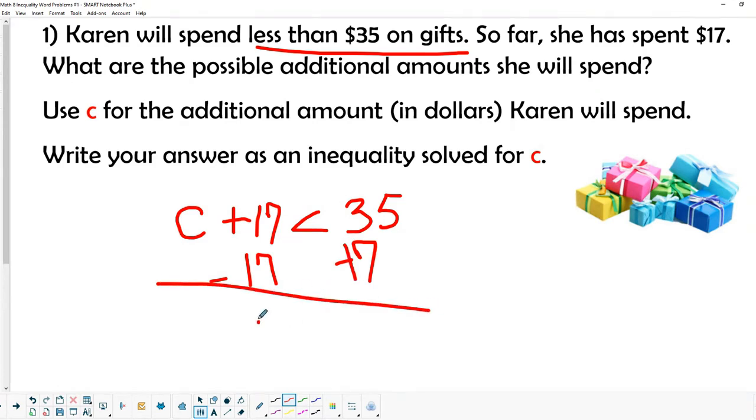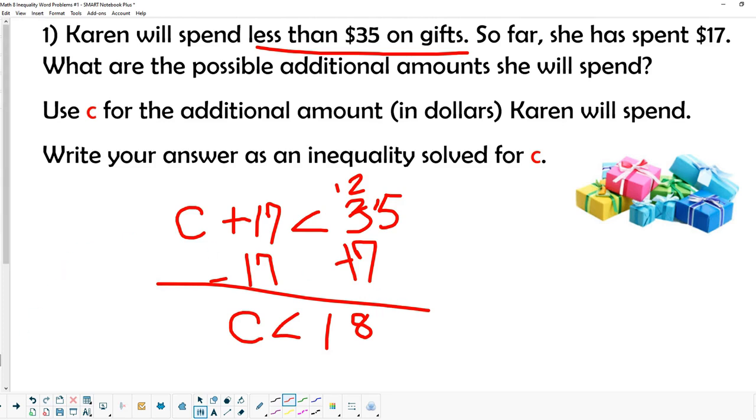We're going to end up with the amounts of money that she could still spend. So 35 minus 17: 15 minus 7 would be 8, and when we do that, we actually have a 2 up there. 2 minus 1 would be 1. So she can still spend something less than $18 and still stay within her budget of $35. So she could spend 18 or 17, 16, 15, any amount less than 18, and she would be just fine.